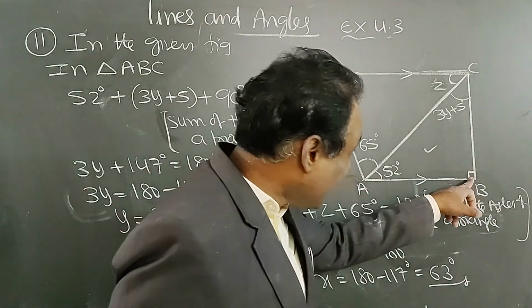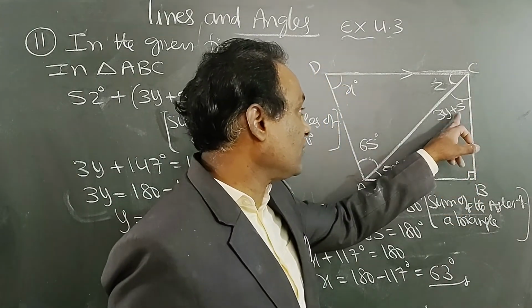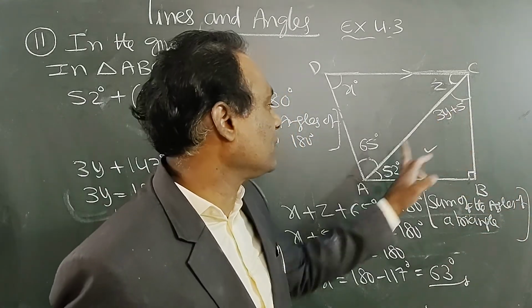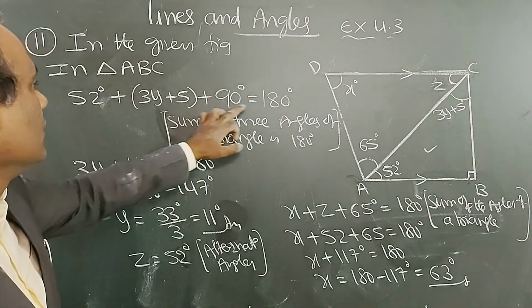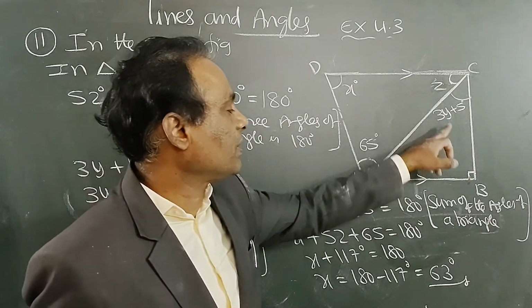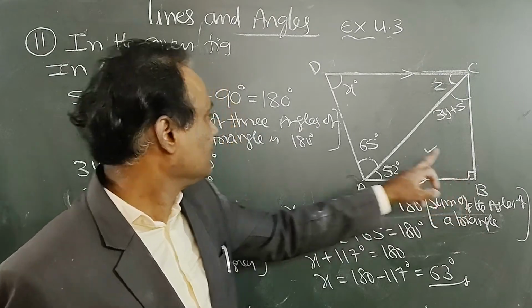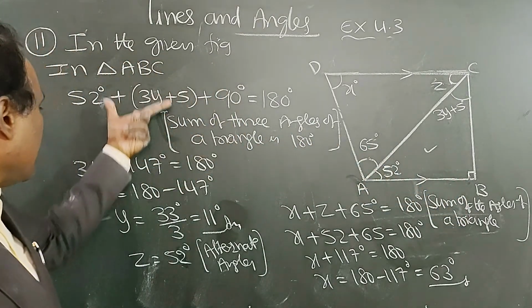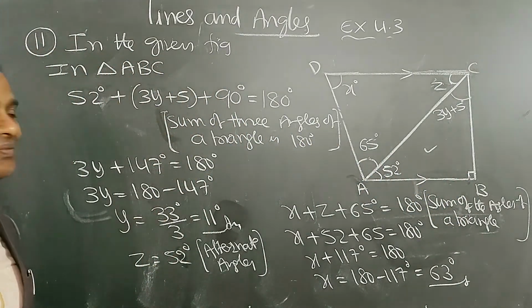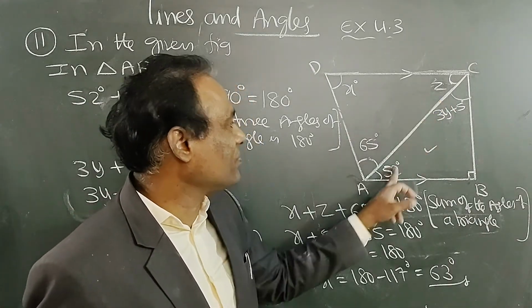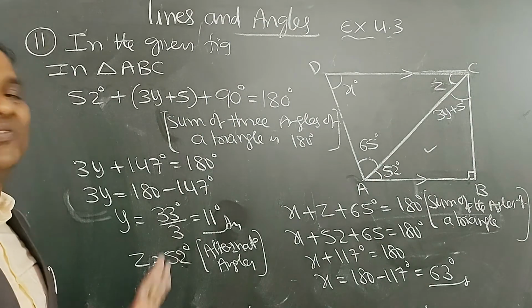52 plus 90 plus 3y plus 5. This angle plus this angle plus this angle is equal to 180 because it is a triangle. The sum of three angles in a triangle is 180 degrees. We have 52, 3y plus 5. How do we know that this is 90? This symbol is the 90 degree symbol. So from that, simplifying, we get y is equal to 11. So this Z and 52 are both equal because they are alternate angles. So Z is equal to 52.